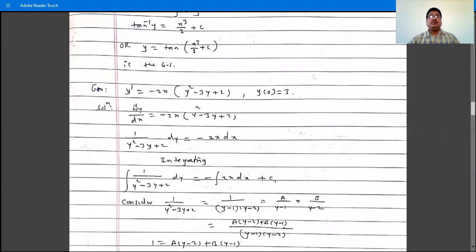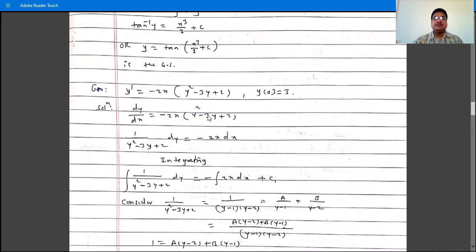Next example, on the variable separable form: y dash is equal to minus 2x (y square minus 3y plus 2), y(0) is equal to 3. That is why I have to find the particular solution. First, we have to find the general solution. So y dash is what? dy by dx is equal to minus 2x in bracket (y square minus 3y plus 2).